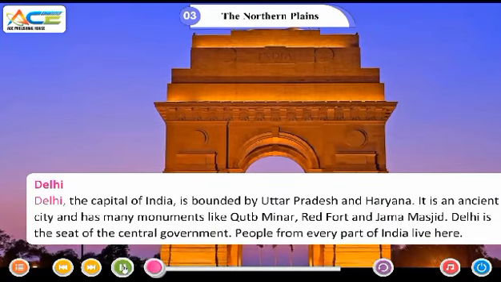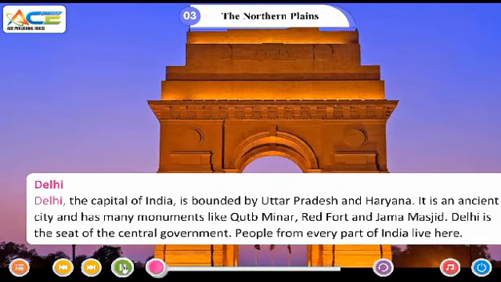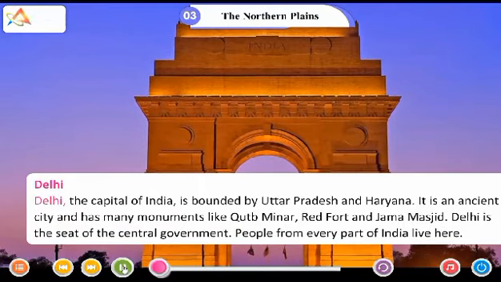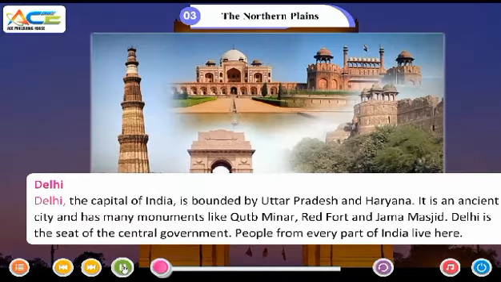Delhi. Delhi, the capital of India, is bounded by Uttar Pradesh and Haryana. It is an ancient city and has many monuments like Qutub Minar, Red Fort and Jama Masjid. Delhi is the seat of the central government. People from every part of India live here.